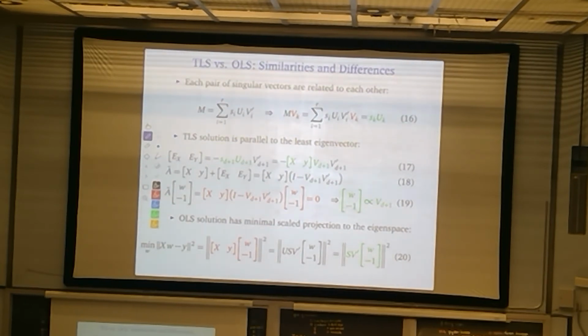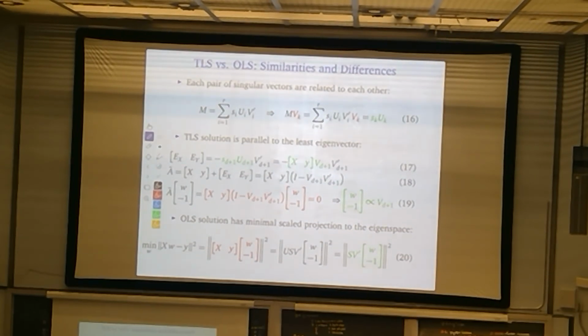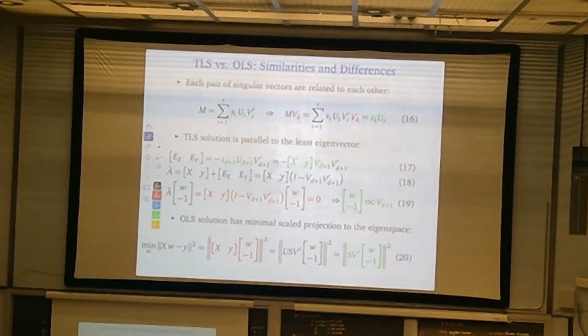TLS and OLS are formulated as a regression of X towards Y. So let's try to bring the formulas closer in order to identify the similarities, the connections, where they're the same, where they're different. First of all, for TLS, let's notice each pair of singular vectors are related to each other, as we have already seen between the eigenvectors for the Gram matrix and those for the covariance matrix.